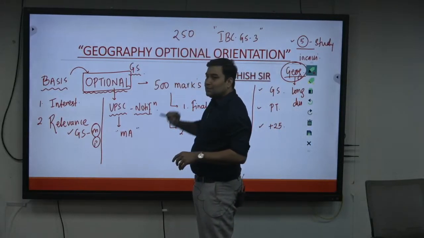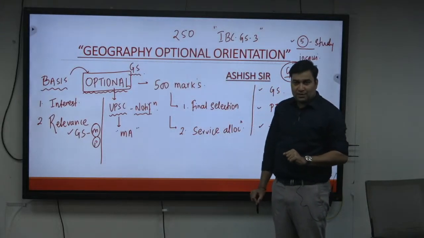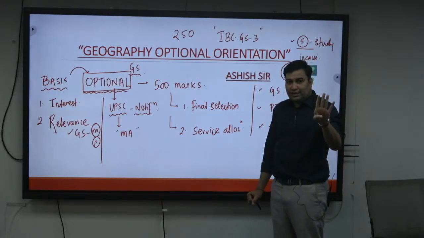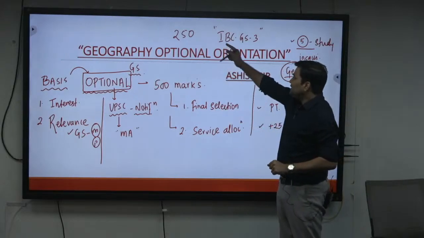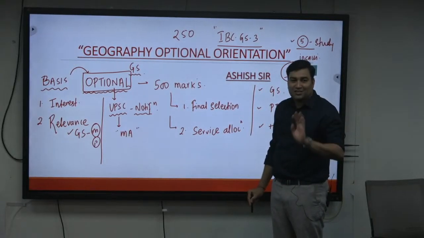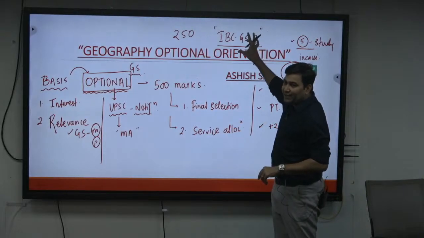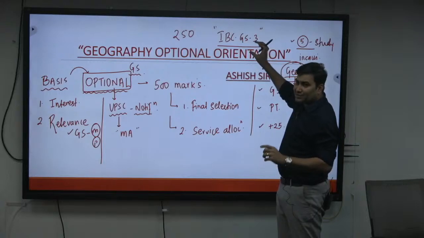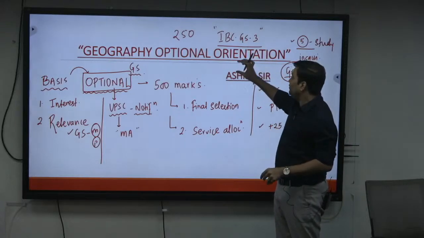250 marks. GS paper 3 consists of a total of 6 subjects: economy, agri, science and tech, internal security, disaster management and environment. Trust me, I just completed the IBC for GS paper 3, all 6 subjects, in about 90 hours, only from the mains perspective. 70 to 80% of the syllabus, except internal security and science and tech. So internal security, most of the part is also in geography. I will tell how and where, in political geography.